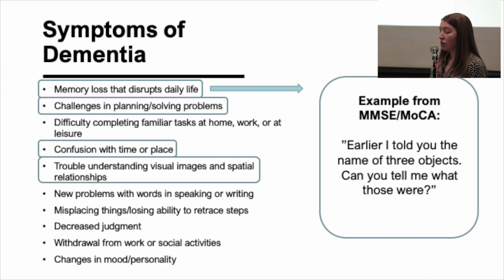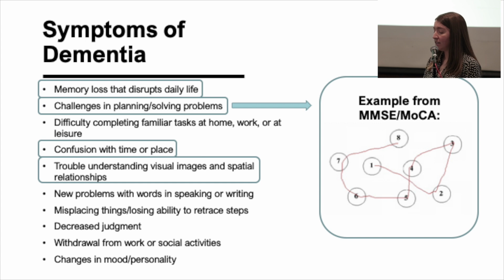If we look back at our laundry list of symptoms, these are some of the areas or symptoms that those measures, the MMSE and the MoCA, are hitting on. They look at memory, such as a short memory recall. Earlier I told you to name 3 objects. Can you tell me what those were? So that's looking at that domain. And then problem solving abilities are also looked at in these. This is the trail making test that's included in the MoCA.